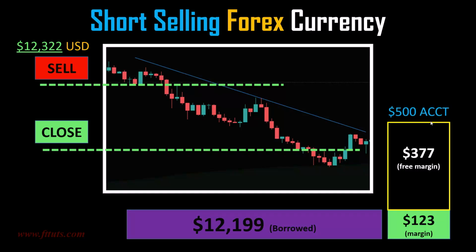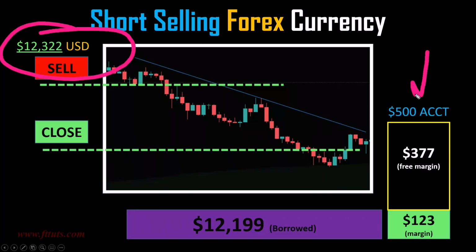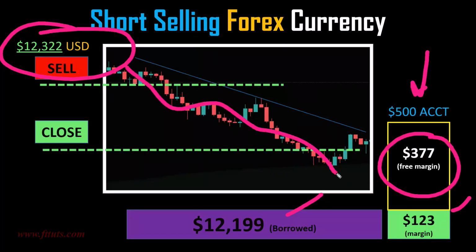You take open positions. You have a 12,322 dollar position. Obviously, you're using a five. Well, I'll show you guys more examples of this. But you maybe have a $500 account. You're borrowing 12,199. You're using only $123 of your margin, and then you have $377 of free margin. You take a position. Obviously, you're looking for it to go down.